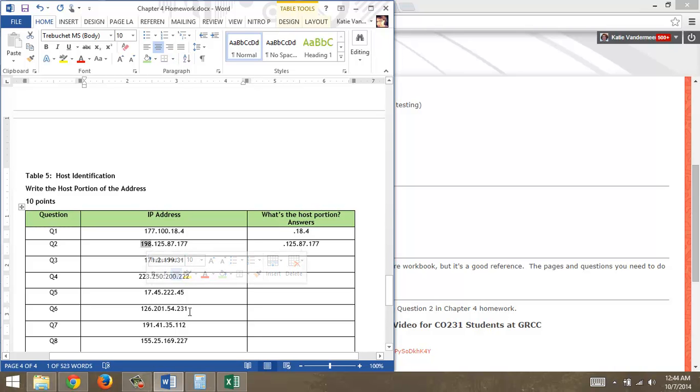198 is a Class C, so that means the first 3 are, with a Class, I have this wrong here. With the Class C, the first 3 are the network portion, and then the last one is the host portion. I'm glad I'm going through this.